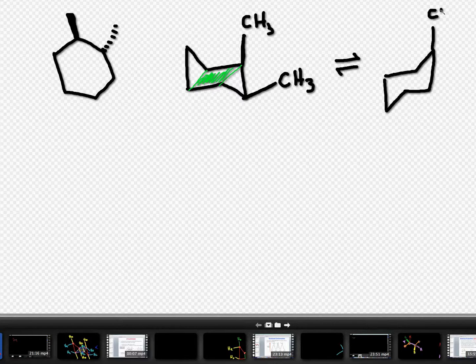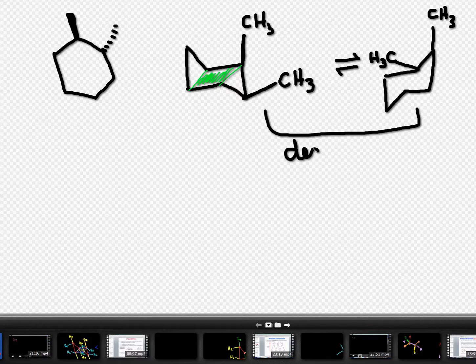one is axial and one is equatorial. Absolutely equal in energy. Remember, the word we use for this in chemistry is degenerate. Equal in energy. So delta E between these two is equal to 0.